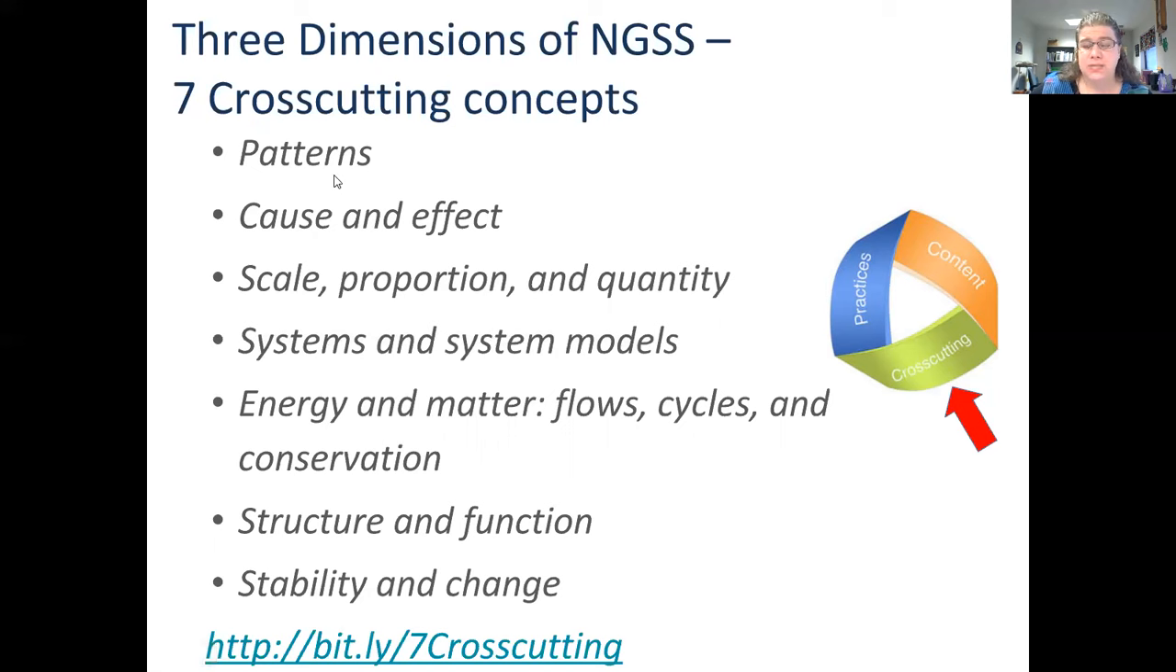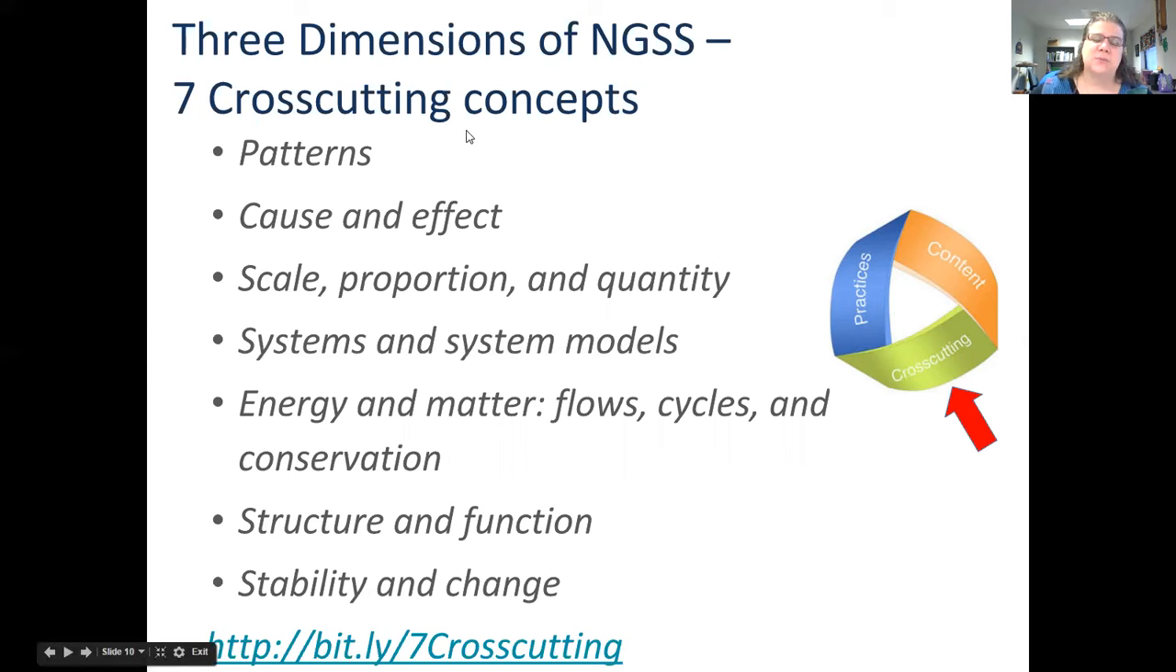We can look at patterns in mathematics. We can look at patterns in literacy. If we're thinking of cause and effect, we might just be discussing cause and effect in a social studies classroom, or again, in writing. So these ideas can carry through to other curricular areas. It wasn't actually the way they were designed, but it certainly lends itself to that.